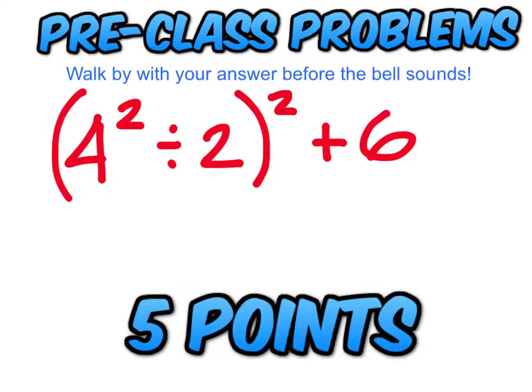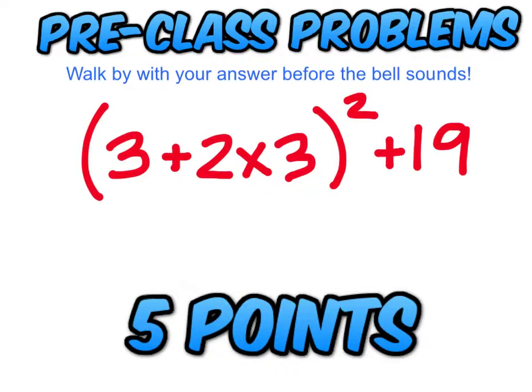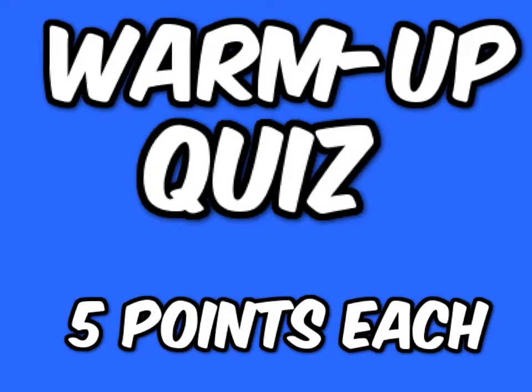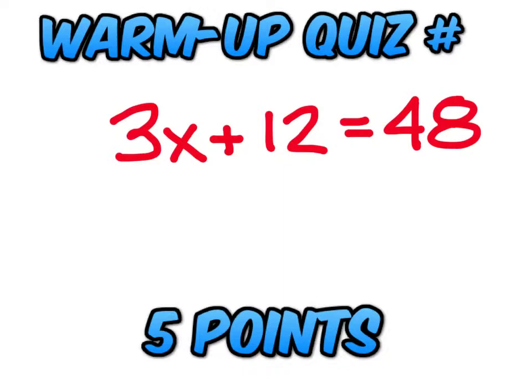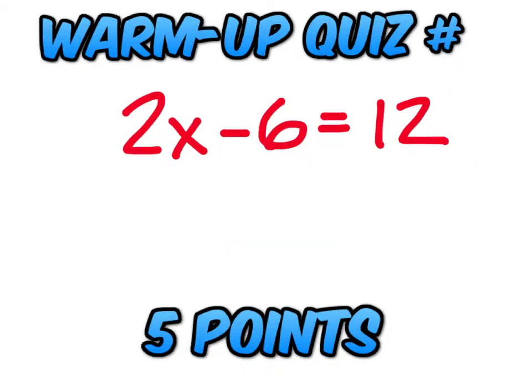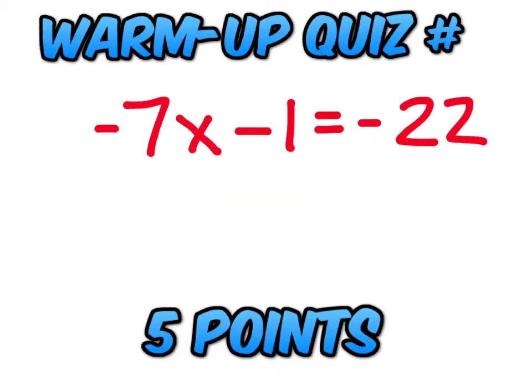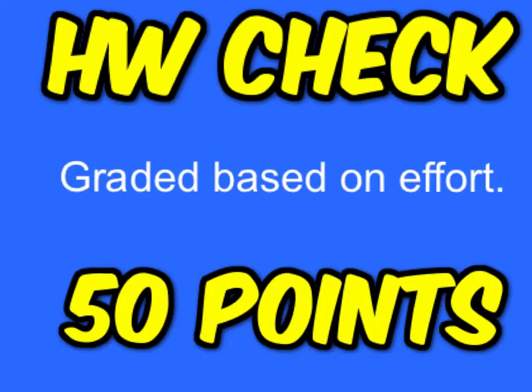All right, when the tardy bell goes off, it's too late. The answer is 70. Next one. Now it's time for the regular warm-up. The answer for this problem is 12. Answer is 9. Answer is 3. Time for the homework check.